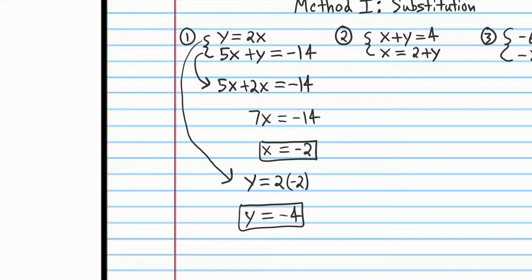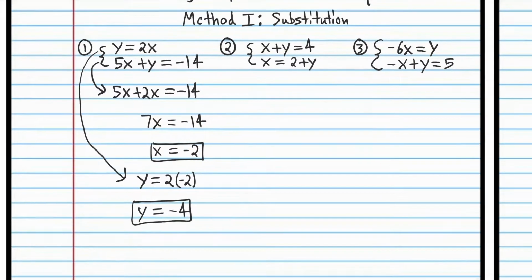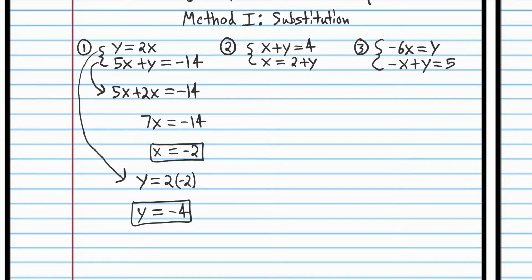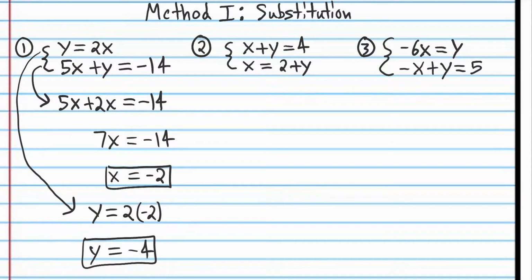Let me just double check that answer. -2, -4, that looks right. That's what we're going to be doing for the next 20 problems, is this method of substitution. So the problems are going to get progressively more difficult. But let's do a couple more of these together before you try one on your own.